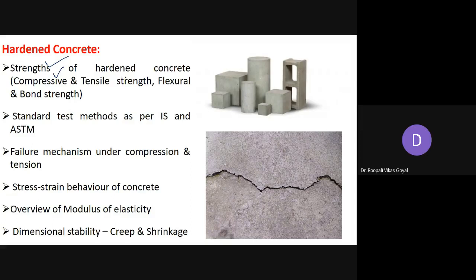But apart from that, there is tensile strength, flexural strength, as well as bond strength. Bond strength is nothing but the bond between the cement paste and aggregate, and cement paste and reinforcement, that is for the RCC. For compressive strength we are using the cube as well as the cylinder. You will learn in detail how to do testing for the hardened concrete.